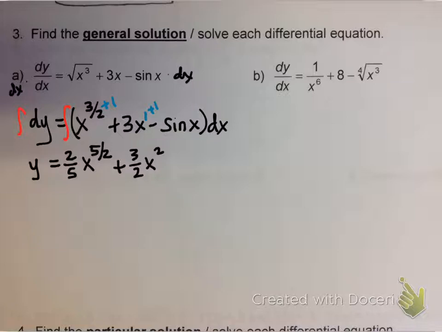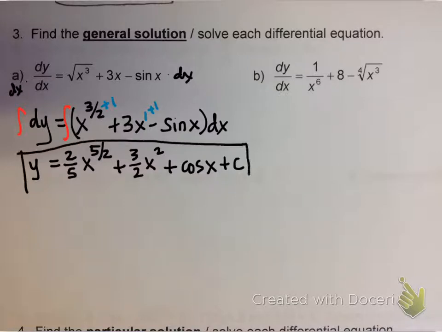Now I'm going to think about sine, or negative sine. How could I get a negative sine from a function? Well, if I take the derivative of cosine, that would give me a negative sine. So a regular cosine of x gives me sine of x. And I can't forget my plus c, and that is my final answer. That is the general solution. So no different than what we've been doing before. General solution just means find the integral.